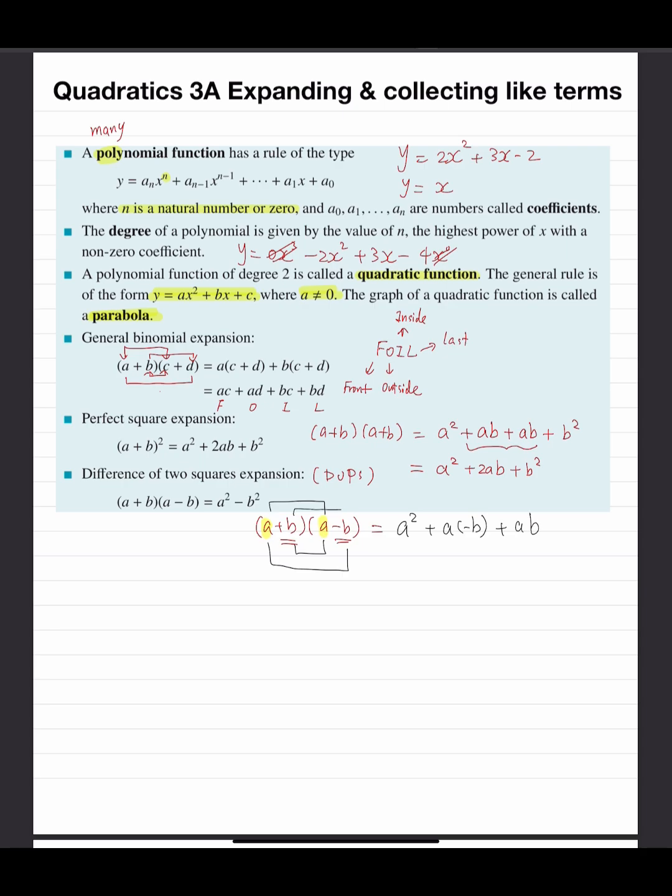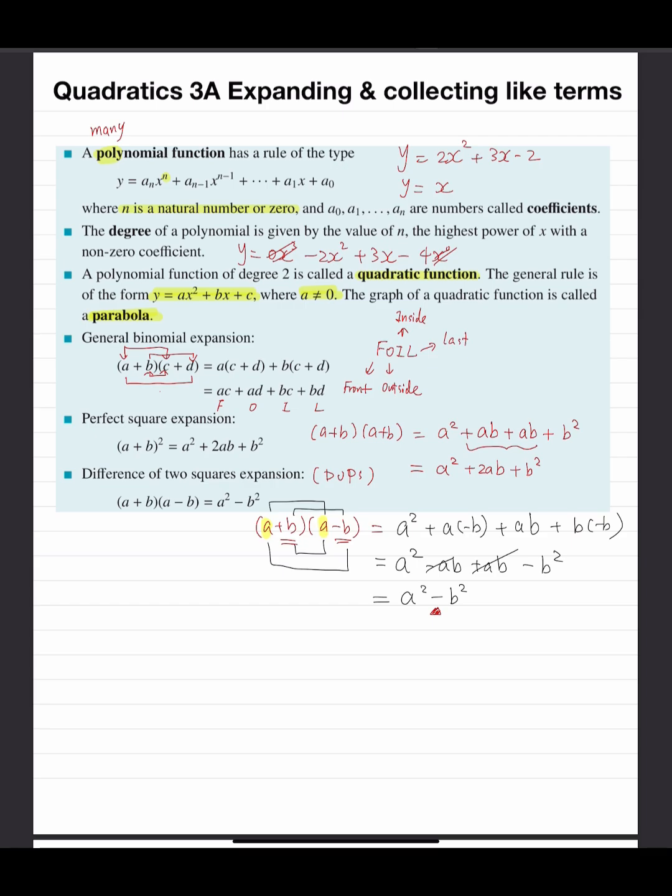And then we have the last is plus b times negative b. Okay, and then we simplify, we have a squared. Now plus a times negative b is minus ab, and then you have plus ab, and then we have minus b squared. Okay, these two will get cancelled, and hence you're only left with the two square terms, and then there is a minus sign in between. That's why we call them the difference of two squares. Okay, so those are the key ideas for chapter 3a, expanding and collecting like terms.